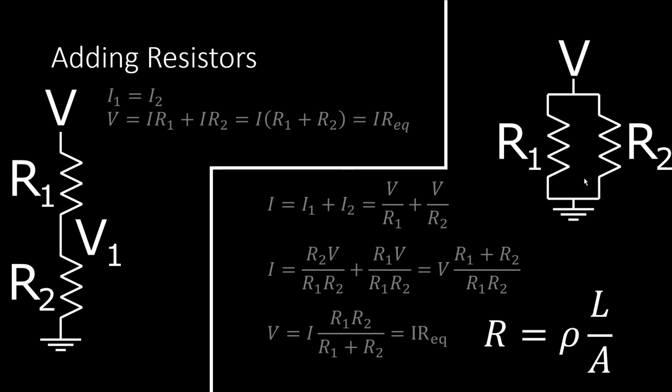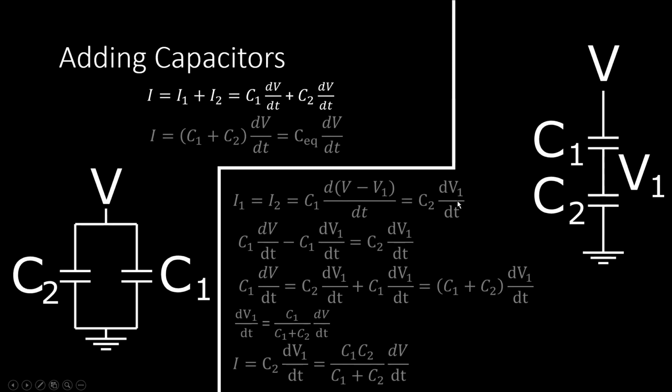If we have two straws we're blowing through, it's going to be easier than blowing through a single straw, because the area is similar to the area of two straws. Now we can do the same thing with capacitors as well.